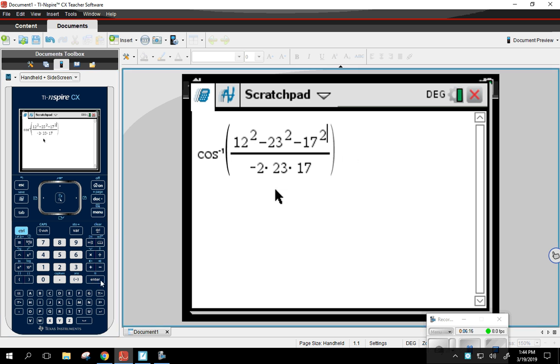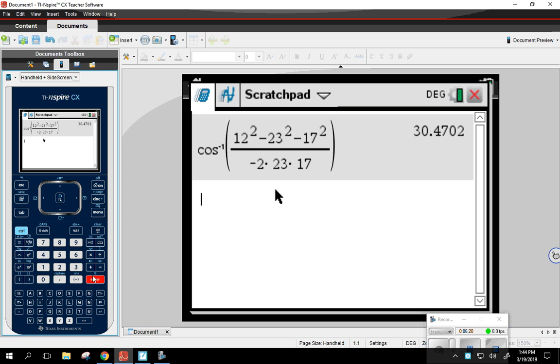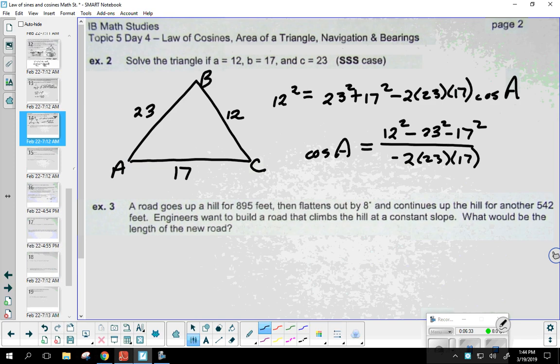So what should I get when I push enter? Okay. So about 30.5. All right. So let's say about 30.5. The angle measures, we'll go ahead and write them to the nearest tenth. Okay. So A is about 30.5.